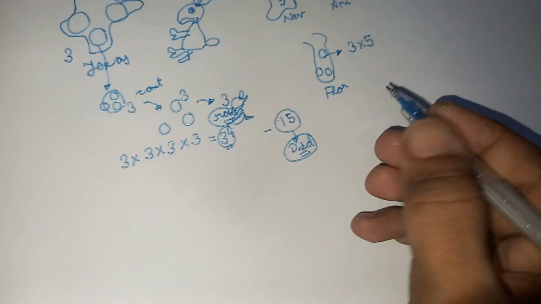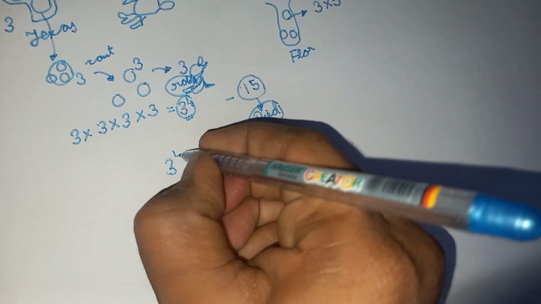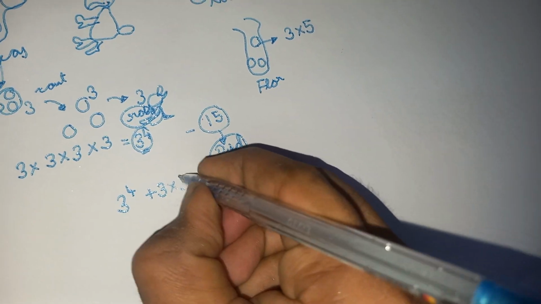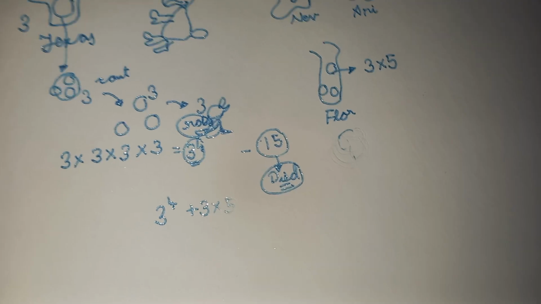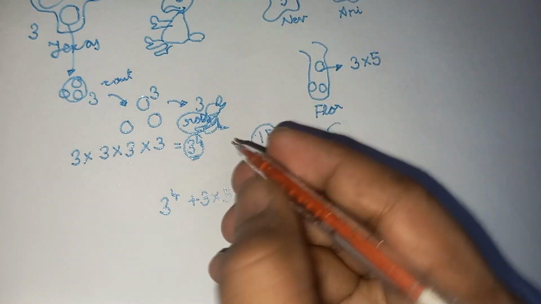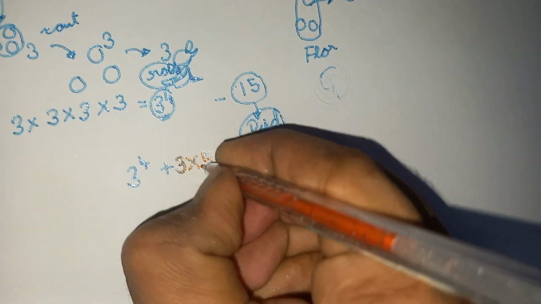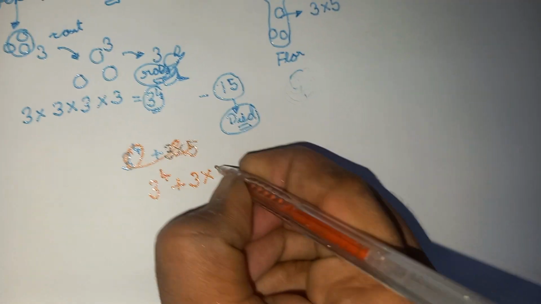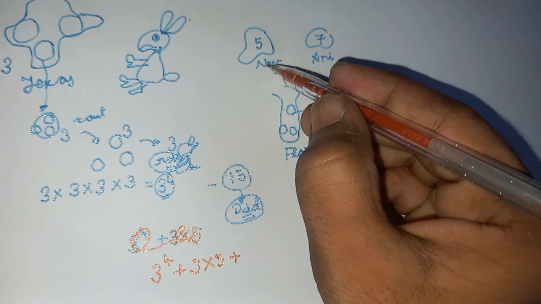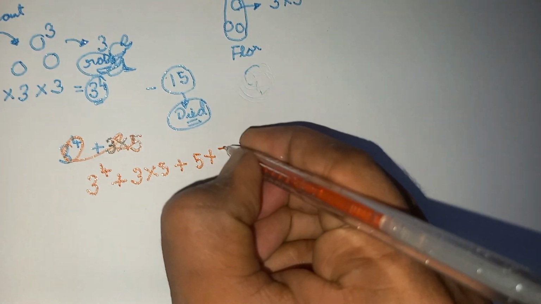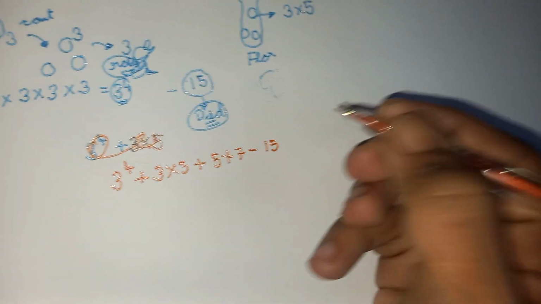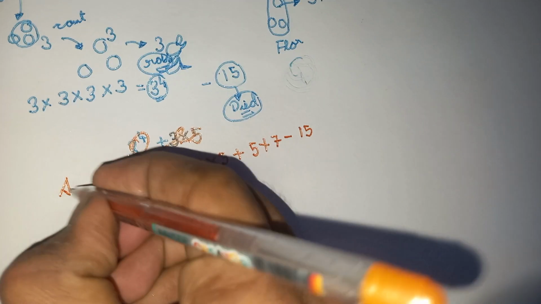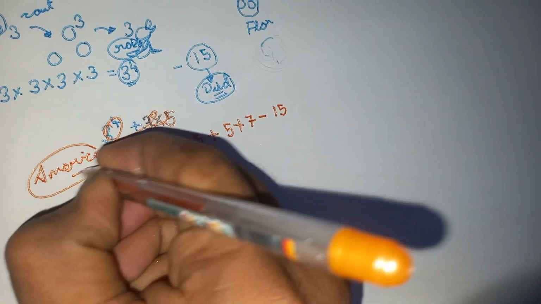Now you're going to make an equation. That equation is 3 power of 4 in Texas, and 3 times 5 in Florida. In Florida there are 3 times 5 rabbits, in Texas 3 power of 4 rabbits. In Nevada and Arizona, 5 and 7 rabbits are there, and 15 rabbits died due to diseases. Now you need to find out how many rabbits are in America. You can find it out easily.